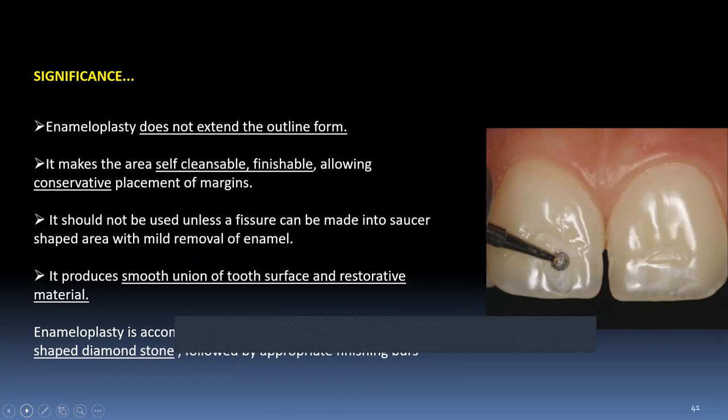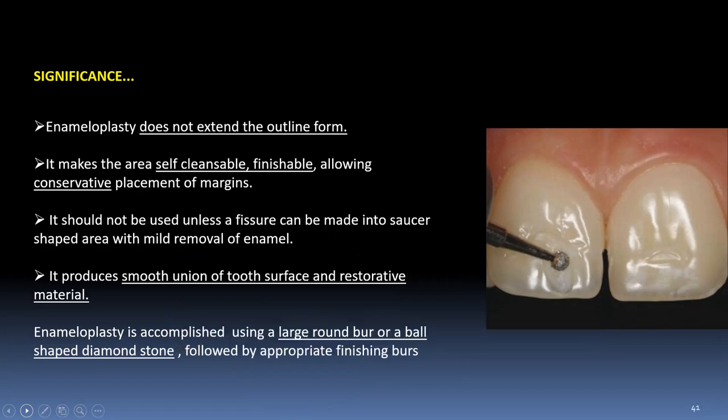Then, regarding its significance, enameloplasty should not extend the outline form; it should be within the outline form. The main advantages of enameloplasty are that it makes the area self-cleansable, finishable, allowing conservative placement of the margins, and it should not be used unless a fissure can be made in a saucer-shaped area with mild removal of enamel. It should not reach dentin, and it produces better adaptation between the tooth surface and the restorative material.